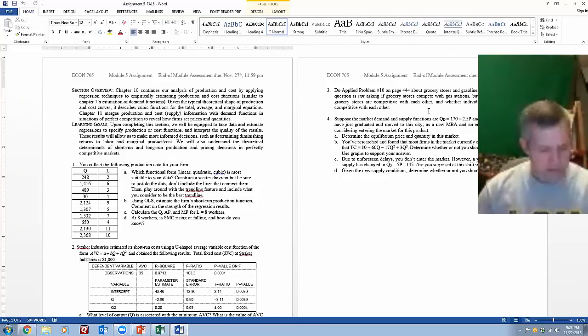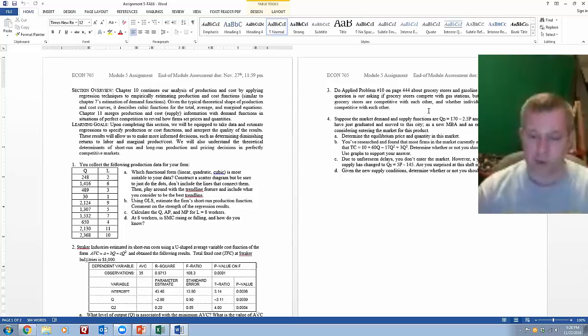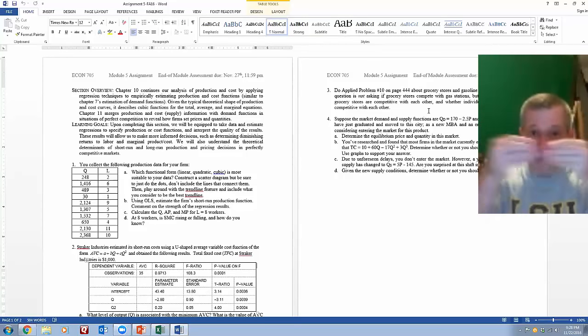How could we argue that these markets are not competitive is part A. So how could we argue that grocery stores and gasoline stations are not competitive? And a lot of students will say, well, grocery stores sell milk and strawberries and gas stations sell gas and you can't buy one of those products at the other place. Well, it's not asking you whether grocery stores and gas stations compete with each other.